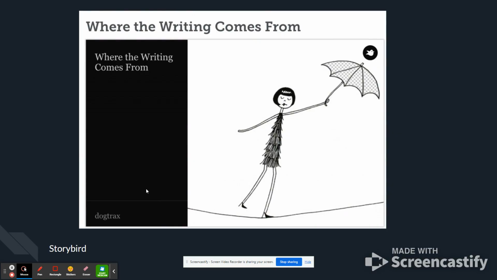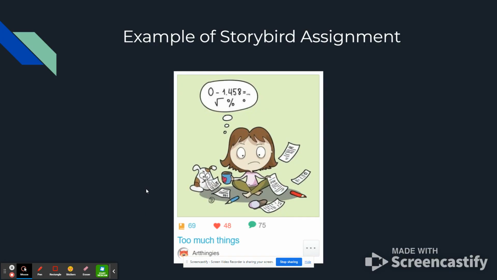Now, this one is called Storybird. This is predominantly used for English and language arts, because basically a teacher assigns an image, and then a student has to write either a short little paragraph or an entire essay, to the length that the teacher sets, and they have to write whatever it is based on the image that they are seeing. And so a lot of people ask, well, how can you use this with math?